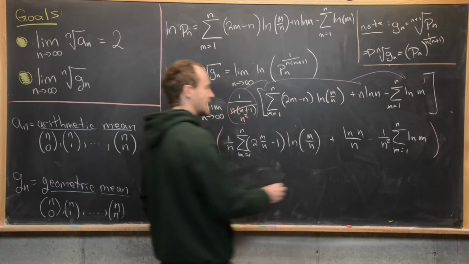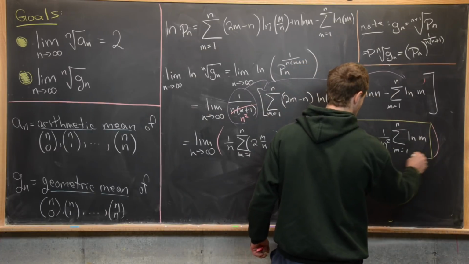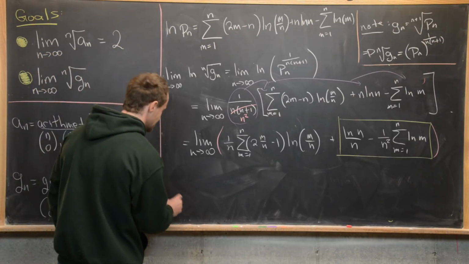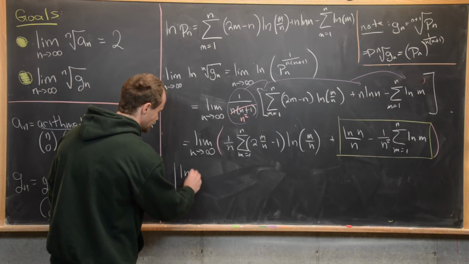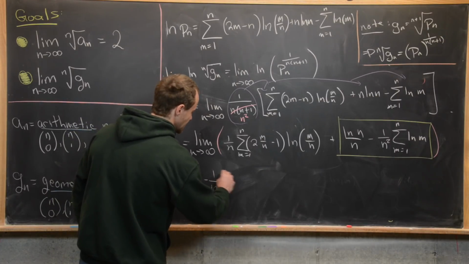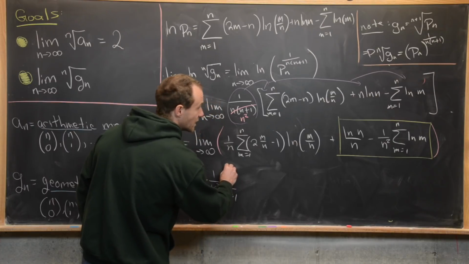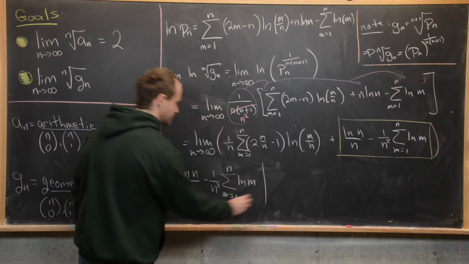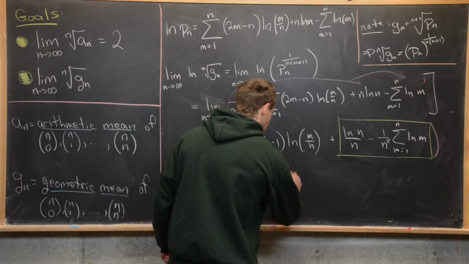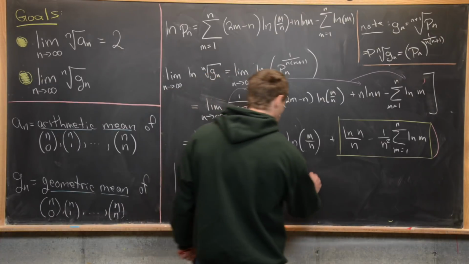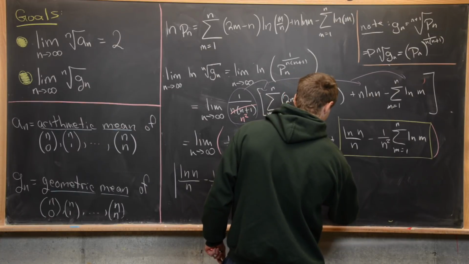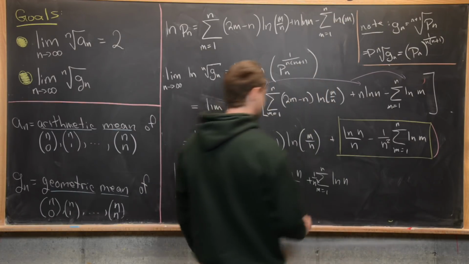Now I want to quickly take care of this stuff that I'm going to box in yellow, because as we'll see, it will not contribute to the limit. So let's take that stuff in yellow and maybe take its absolute value. So the natural log of n over n minus 1 over n squared times the sum, m goes from 1 to n, of the natural log of m. Notice that is going to be less than or equal to the natural log of n over n plus the sum, m goes from 1 to n, of the natural log of n, and that's times 1 over n squared.